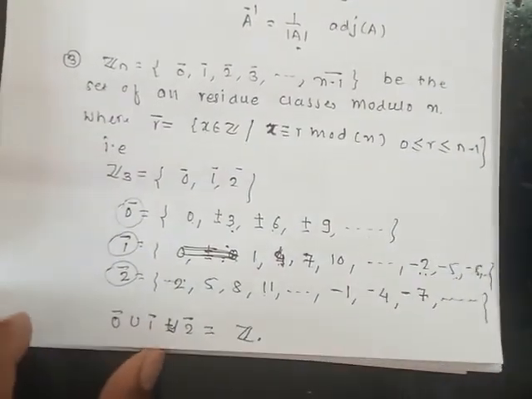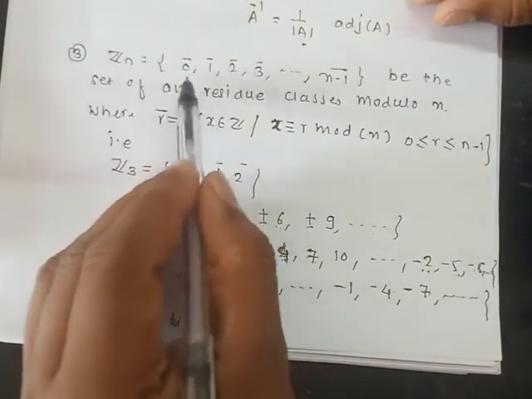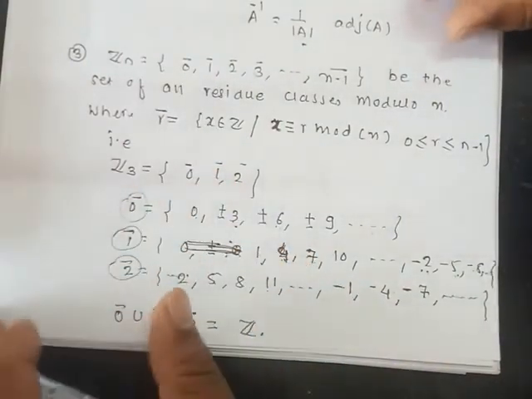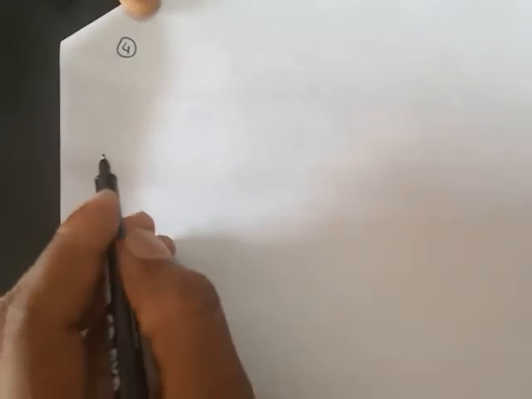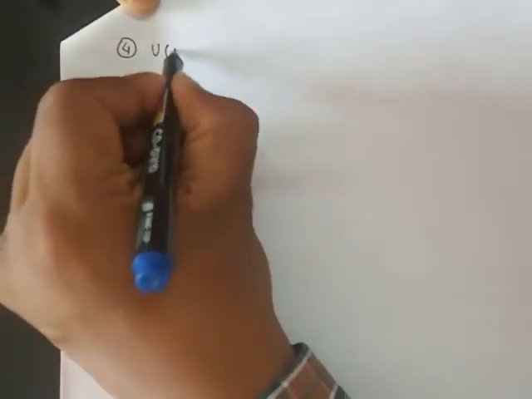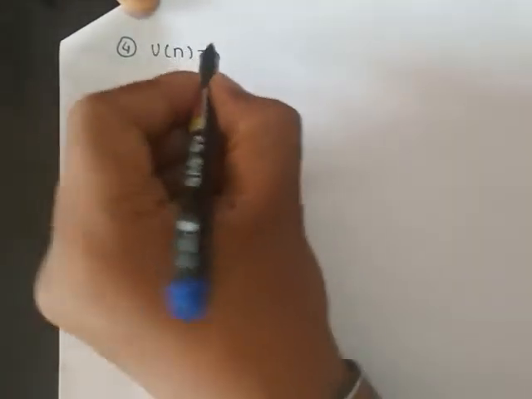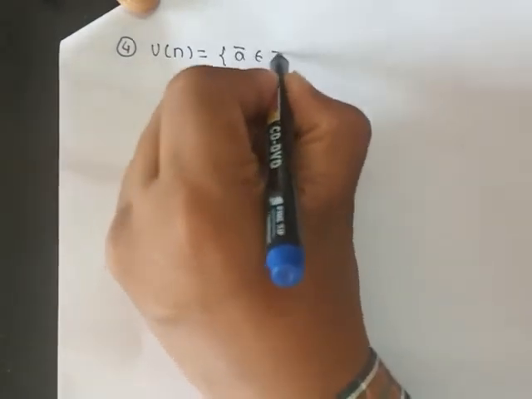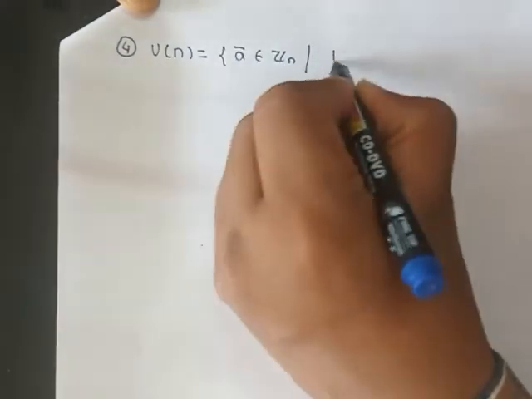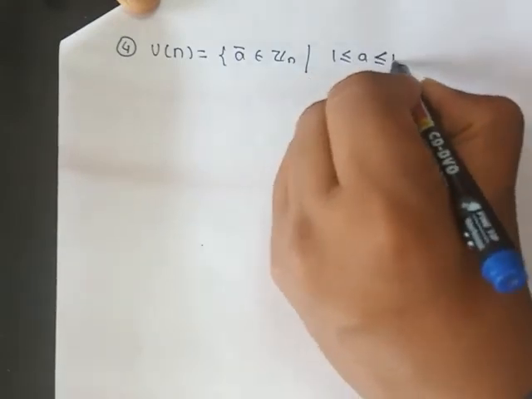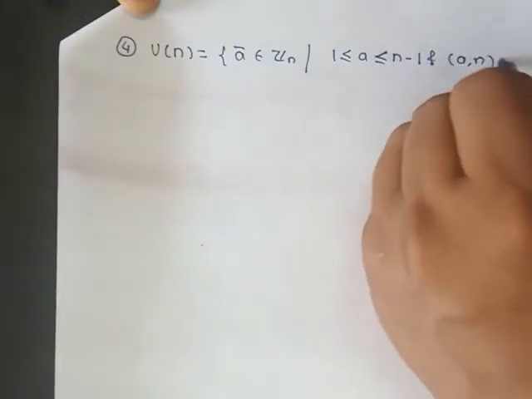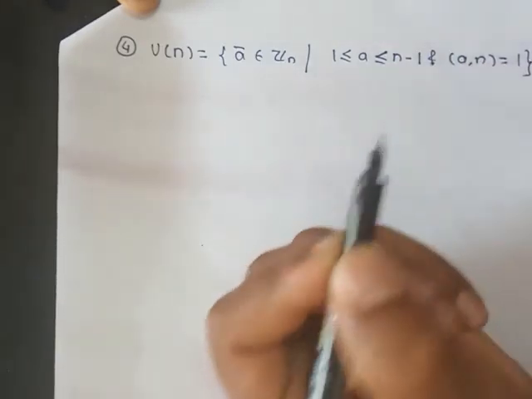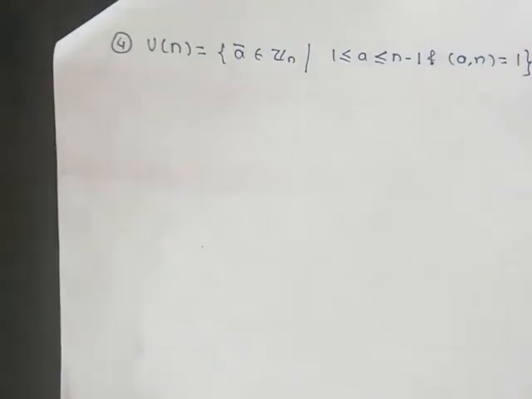Yes. So this is the group defined with the help of addition modulo, the congruence relation, addition modulo. Next example, UN is equal to A bar belongs to Zn such that 1 is less than or equal to A is less than or equal to n minus 1, and GCD of A comma n is equal to 1.